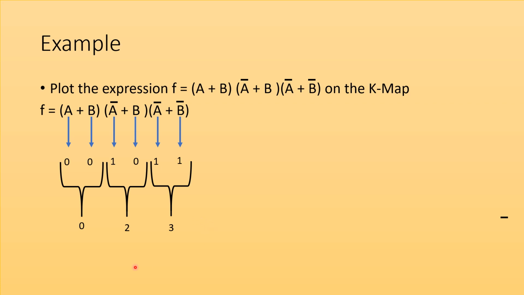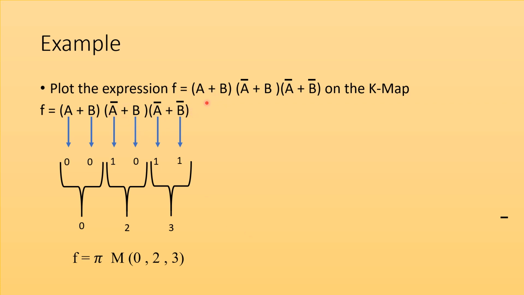Now, with these decimal values, we have to write the max term expression, that is F is equal to Pi M of 0 to 3. Now, in the next step, we have to minimize or simplify the given POS expression. For that, we have to draw the Kmap.